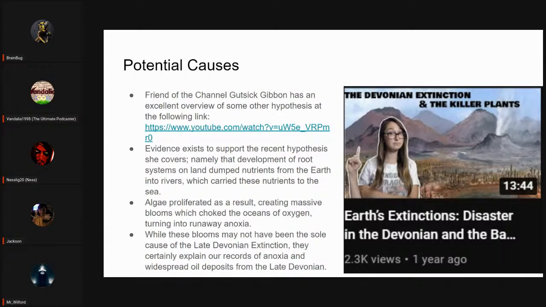And while the blooms that were brought up in this hypothesis may not have been the sole cause, what they certainly explain is the anoxia we see, and also the presence of widespread oil deposits, because not only does the anoxia preserve a lot of organic matter, but the algae themselves would provide a ton of organic matter to eventually settle to the bottom and turn into oil.